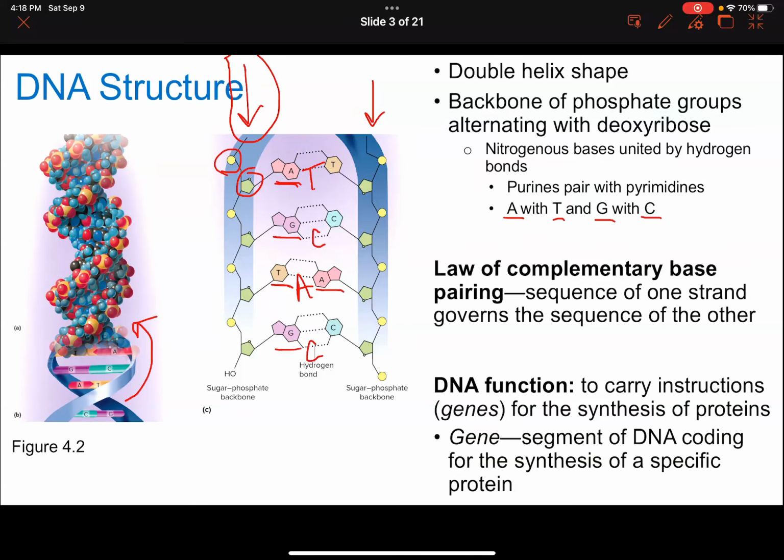So a gene is just a segment of a DNA sequence, something like what we have right here, but a lot longer, with a lot more nitrogenous bases in a row, that's going to encode the directions for how to make a specific protein.